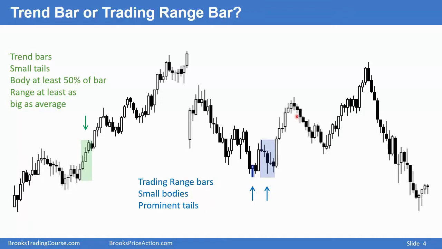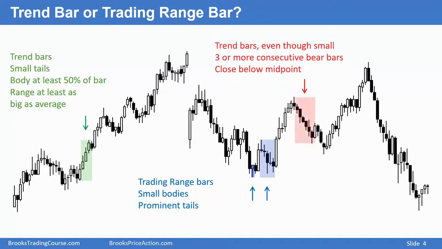Here we have a series of bear bars comparable to this series of bull bars. We have 3 or more consecutive bear bars closing below the midpoints. We're probably going to get more down. Once you get 3 or 4 consecutive bear bars in a bull trend, you're probably going to go at least a little bit lower. Even though these bars are small, they are trend bars. I would not call these first 2 bear bars trend bars until I see that 3rd bar. It has a bigger bear body, so we're starting to accelerate down. And that tells me that these 2 bars, rather than being the start of a trading range, were instead the start of a bear trend.